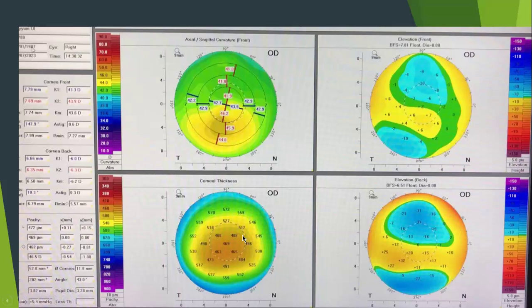Okay. So then come to the pachymetry. You see these areas, yellow warm colors show that there is thinning, 465, 469. So in this case, we find these things. Now we look at the anterior and posterior walls.